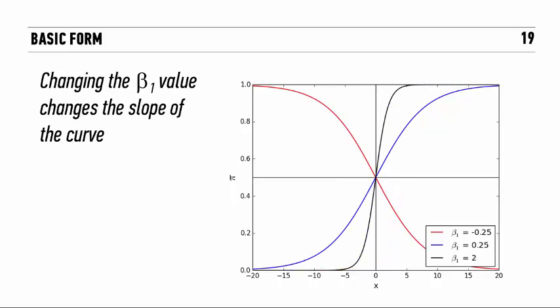The second thing, the beta 1 value. The beta 1 value is the value you're multiplying by your input variable. Changing the beta 1 value changes the slope of your S-curve. And so a positive beta 1 value will result in this kind of S shape, and a negative will reverse this shape. And as you increase the magnitude, that will increase the slope here in the middle of the shape.